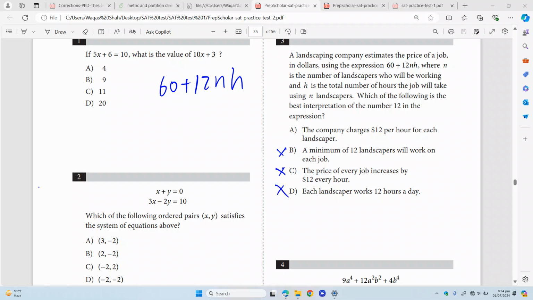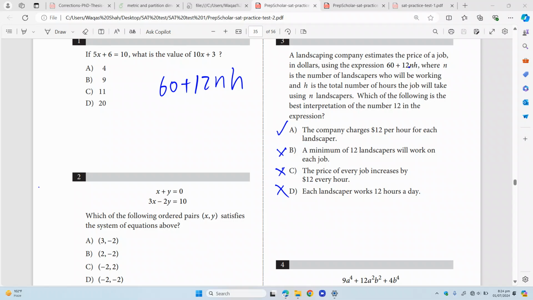And the price of every job increasing by 12 hours each is not correct either, because every job starts with 60 plus 12NH, so this is the correct option. The company charges 12 per hour for each landscaper, because 12NH.